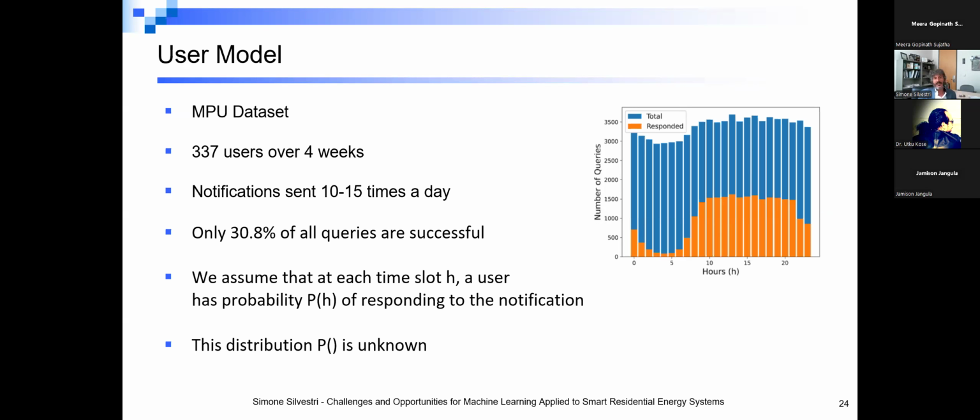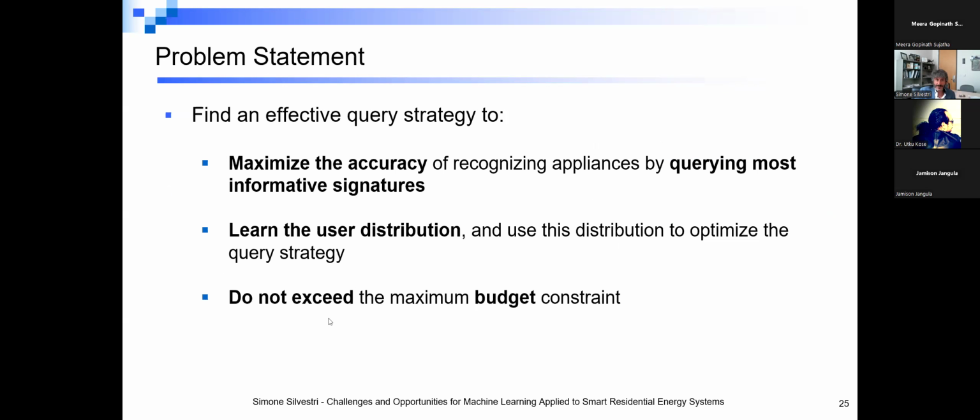So the way in which we model a user here is that each user has a certain probability of responding at a certain time of the day, and this probability distribution could be different across different users. And of course, it's unknown, so we also need to learn this. So our problem is to find what is called a query strategy that maximizes the accuracy of recognized appliances by querying the most informative signatures, learns the user distribution of willingness to respond to our query, and at the same time does not query the user too often.